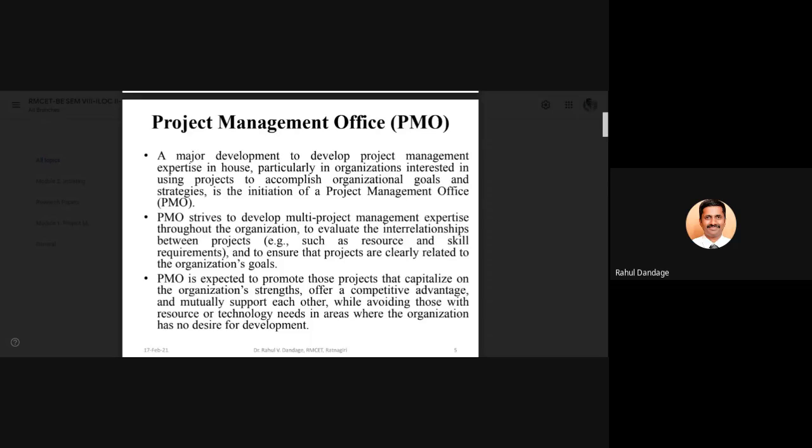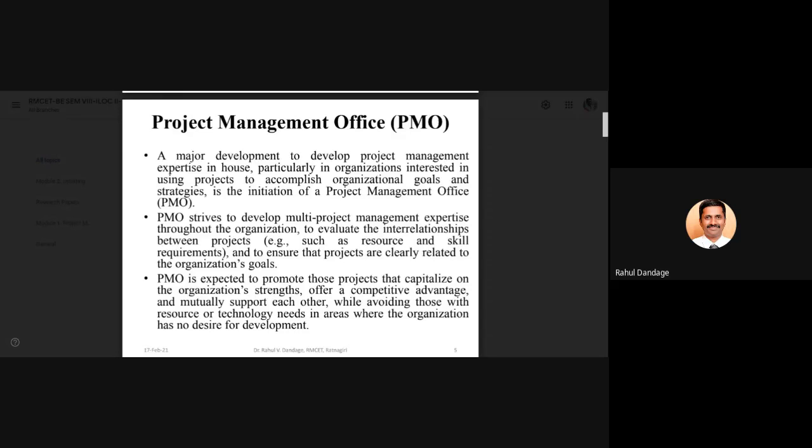And third thing is checking whatever projects are already in progress, whether this new project will have mutual support with the existing projects or not. So all these things we have to take into account. And we have to avoid those projects which require certain resources or technology in certain areas where the organization has no desire to develop.